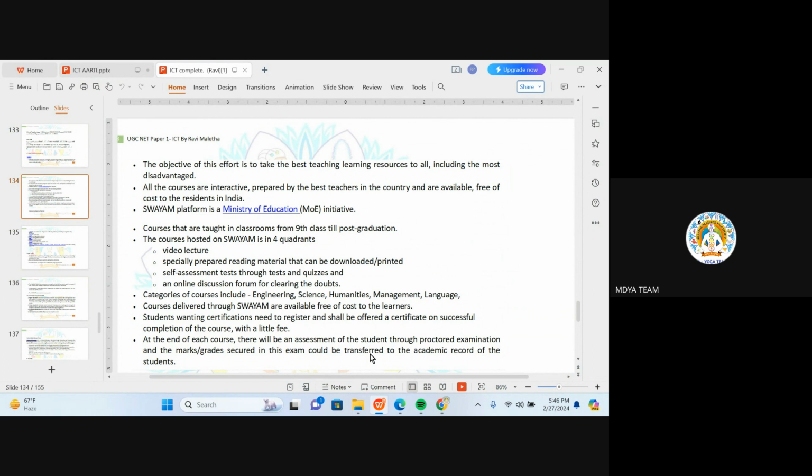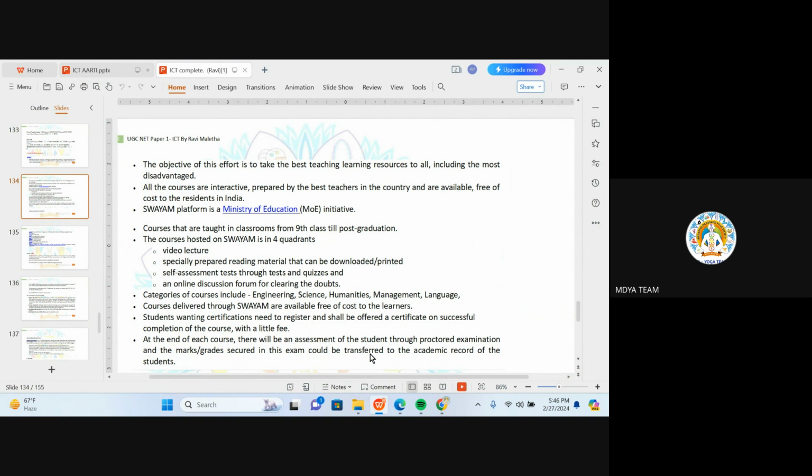Courses delivered through Swayam are free of cost. All courses delivered through Swayam are free of cost. There is no charge for these courses. If you learn science, engineering, humanities, management, or any language, these are all free of cost. If a person only wants the knowledge, they don't need any certification, so this is free of cost. But if someone wants certification, they have to pay a little bit of fee for the certification.